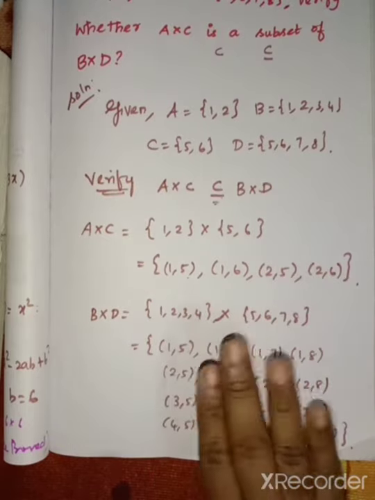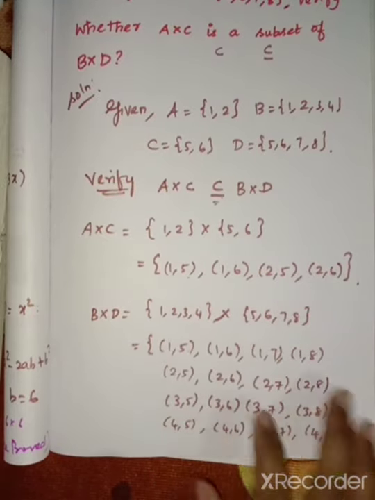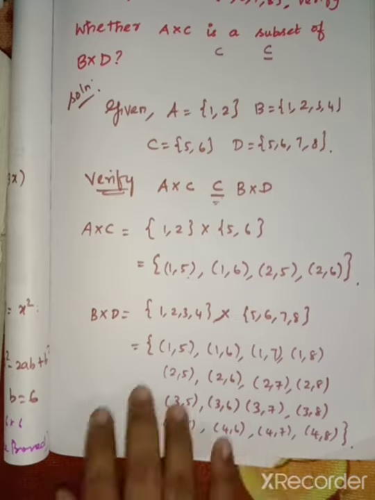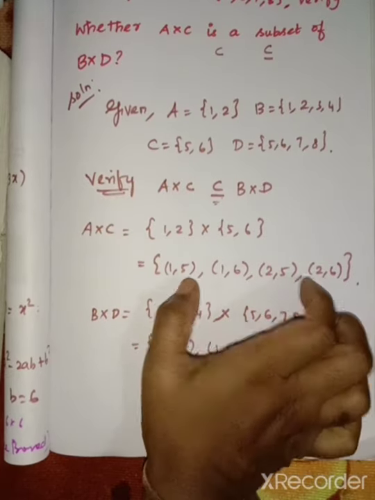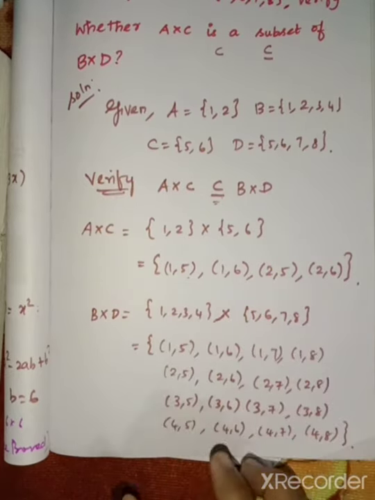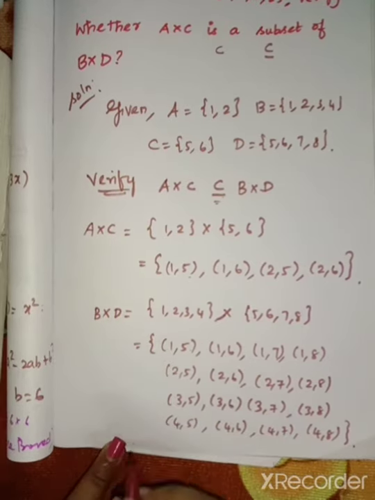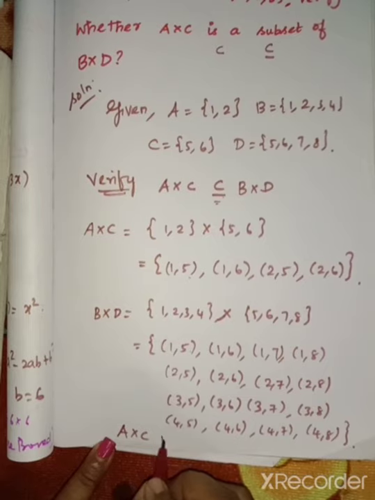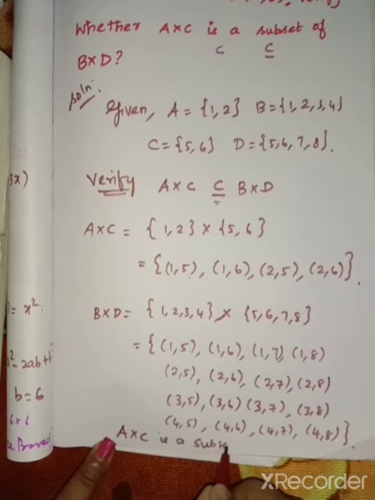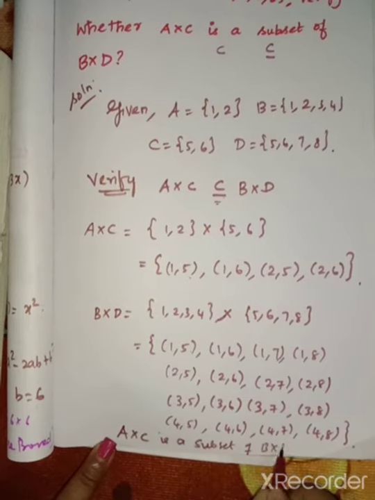So here we have the 4 pair elements. Here so many pair elements are there. If you calculate, we have 16. So it is equal. If it is equal or greater than, it means it is a subset. So we can say that here A cross C is a subset of B cross D.